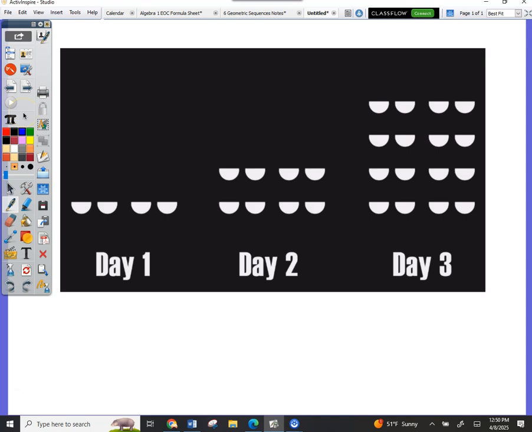All right, so you should be looking at this. Let's refresh from the 3-act task from yesterday. How many eyes? So day 1 was how many? 4.